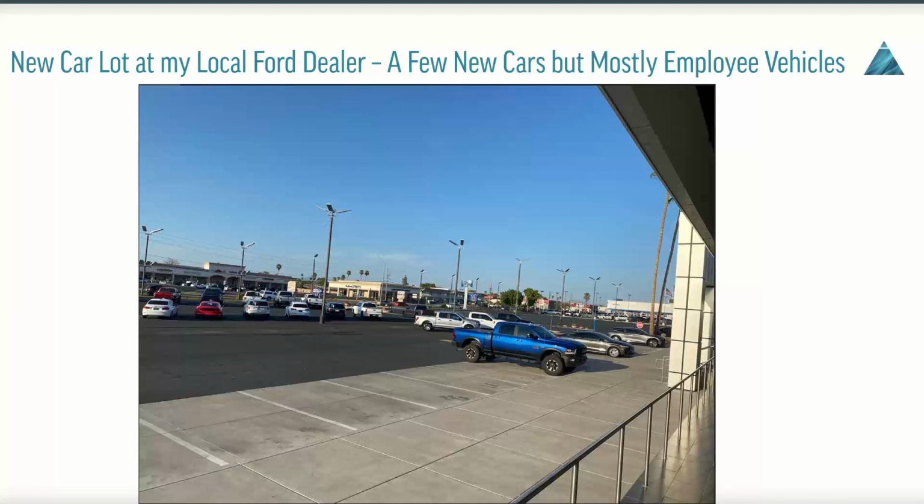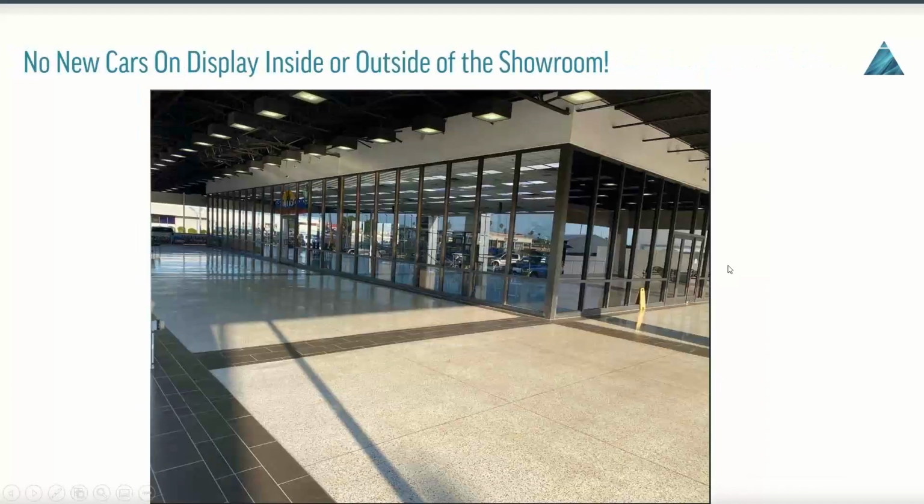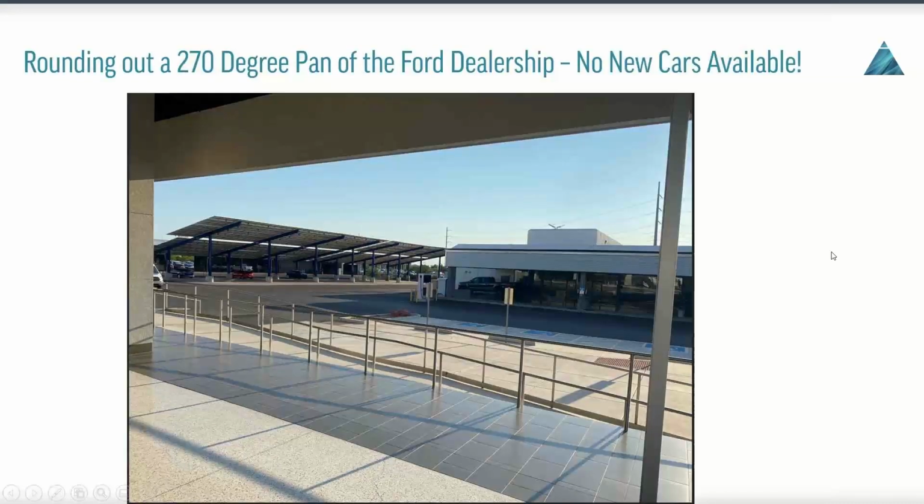Then you go over to the new lot, and I'm standing right by the showroom at this point, and I'm panning, and there are just a handful of new vehicles, mostly employee vehicles, so really no new cars. And then I turn around and I look to see if there's any cars on display in the showroom, inside or outside. You can see the picture on the screen. There's no new cars available. And so then I turned over to my left, which would round out like a 270-degree pan of the Ford dealership.